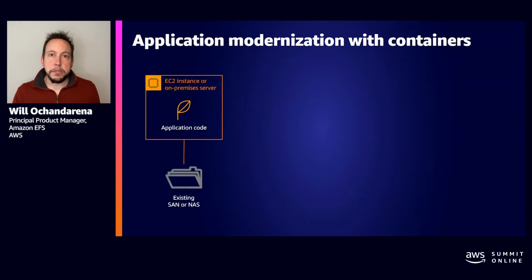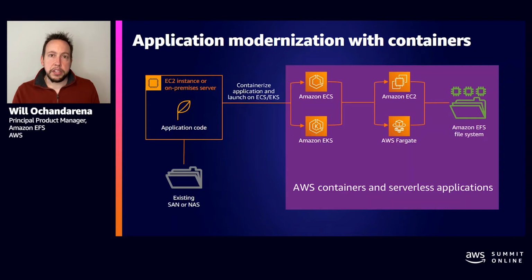Starting with modernizing using containers. So let's say you have this application running on a physical hardware instance or an EC2 instance today, and you want to modernize it. Chances are that application has some persistent storage need today where it's using block storage or file storage. So to modernize that application, first you take the application itself and you containerize it, and then you can launch it using Amazon ECS or EKS onto either EC2 instances or AWS Fargate if you want it to run completely serverlessly. And then you can use Amazon EFS as the persistent layer to replace whatever block or file storage that you had on the original application.